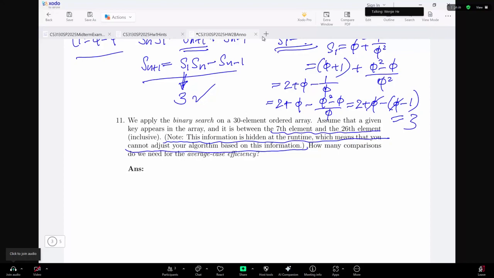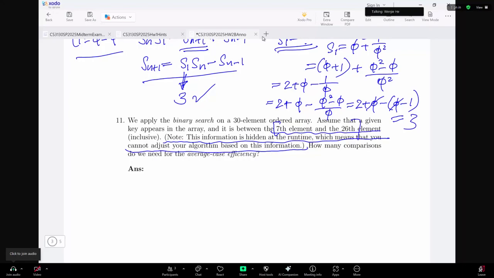When you do the average, sorry, not 30 there. Still this one. But when you draw the binary tree, you need to use all 30 elements. You draw the whole binary tree with 30 elements. Because some students draw the binary tree using only the elements between the 7th element and the 26th, a smaller binary tree. Then you make your assumption, right?